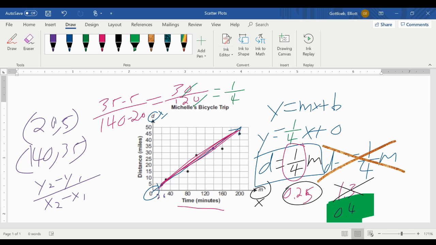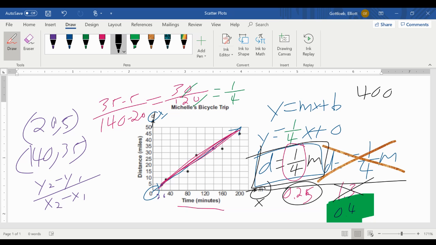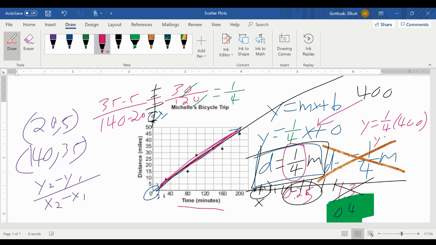All right. Now once you have a rough idea of this equation, d equals 1/4 m, you could say, well, what if she rode for 400 minutes? There's a couple ways you can do this. You could extend the graph and extend this line and try to draw it. Some of you are going to be great artists, and you can do that. I cannot. As you can see, my lines are wavy as it is. So I would plug that 400 into this equation. I would take d equals 1/4 of 400, which is 100. So at 400 minutes, she rode 100 miles.